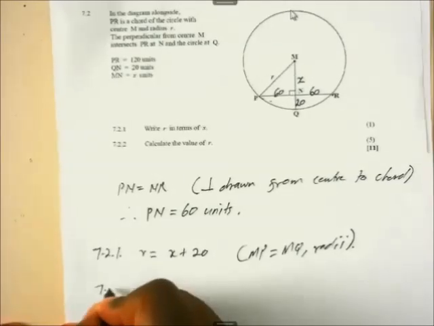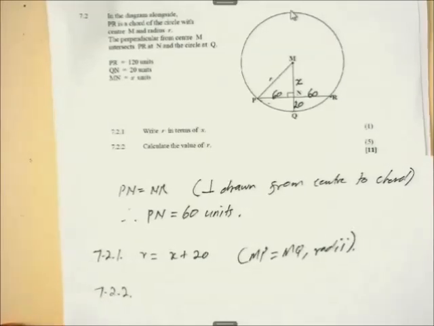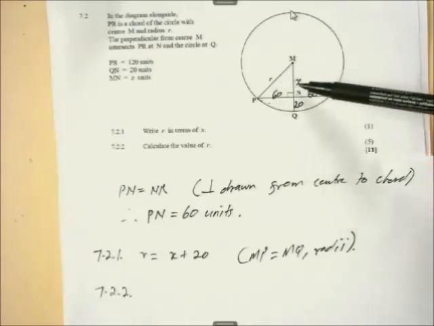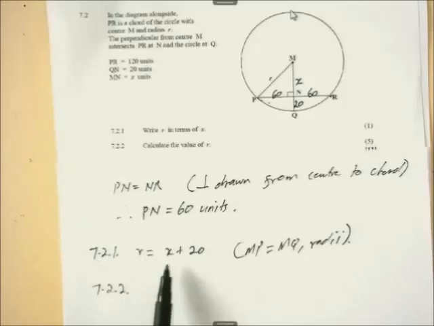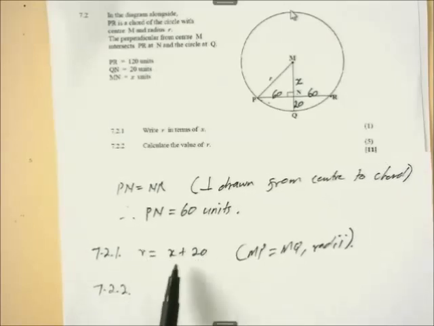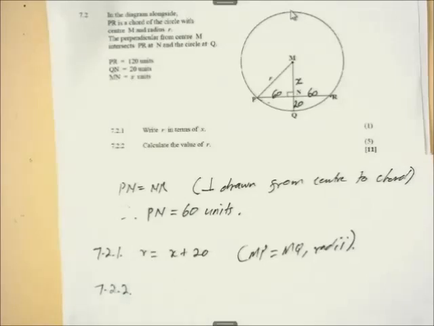Let's look at 7.2.2. Calculate the value of R. For us to determine the value of R, we must first determine X. Because once we have the value of X, remember, R is equal to X plus 20. Once we get X, it becomes easy for us to determine the length of R, the length of the radius. Let's check from the two diagrams. Let's apply the Pythagoras theorem.